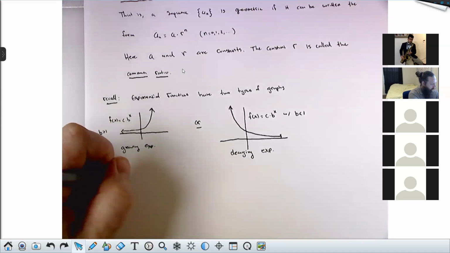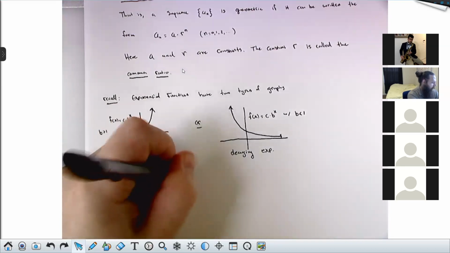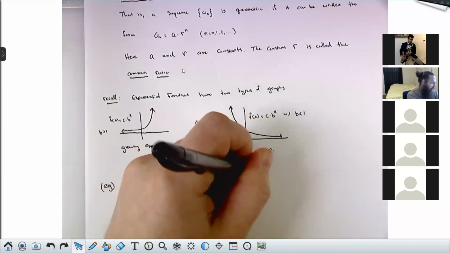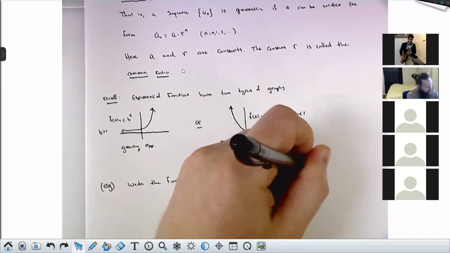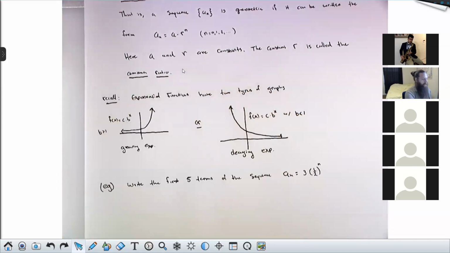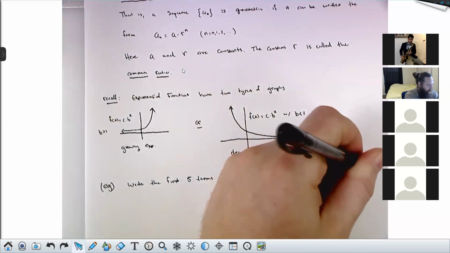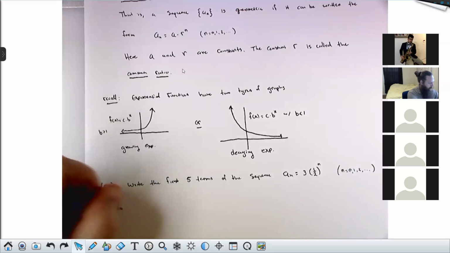So let's write the first 5 terms of the sequence a_n equals 3 times 1/2 to the n. And again, I'll assume n starts at 0. So those first 5 terms would be a0, a1, a2, a3, and a4.